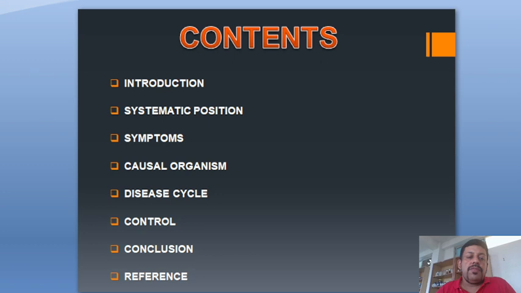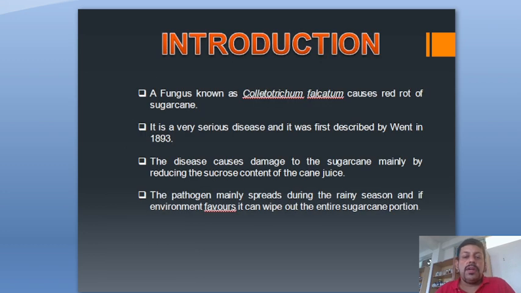So in the first slide, in the introduction, we saw the fungus known as Colletotrichum falcatum, which causes the red rot of sugarcane. It is a very serious disease and was first described by Went in the year 1893, because previously the pathogen had not been identified by any pathologist. But due to his vigorous work, Professor Went did vigorous work on studying the symptoms, isolation, and all these things. And for his great work, we came to know about the disease and the causal organism, that is Colletotrichum falcatum.